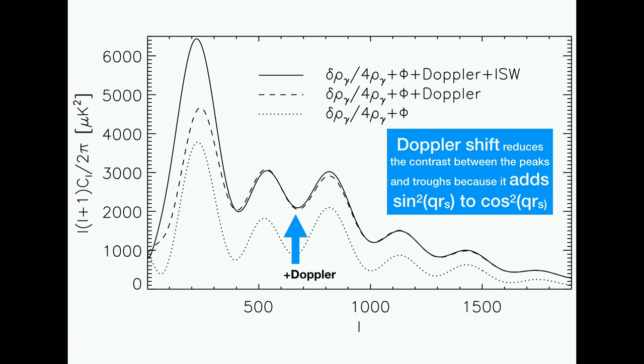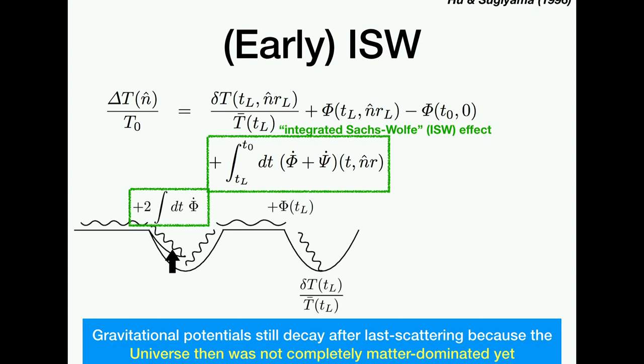Now, how about the first peak? Okay, so the first peak, even if you add Doppler, is still far away from the exact answer. That's ISW. So when gravitational potential wells are constant, photons go inside the gravitational potential well, gain energy, get out, lose energy, they compensate each other, you don't get any change in temperature. But if gravitational potential wells are changing over time, you get a gain in energy. Remember that during the radiation era, the potential decays.